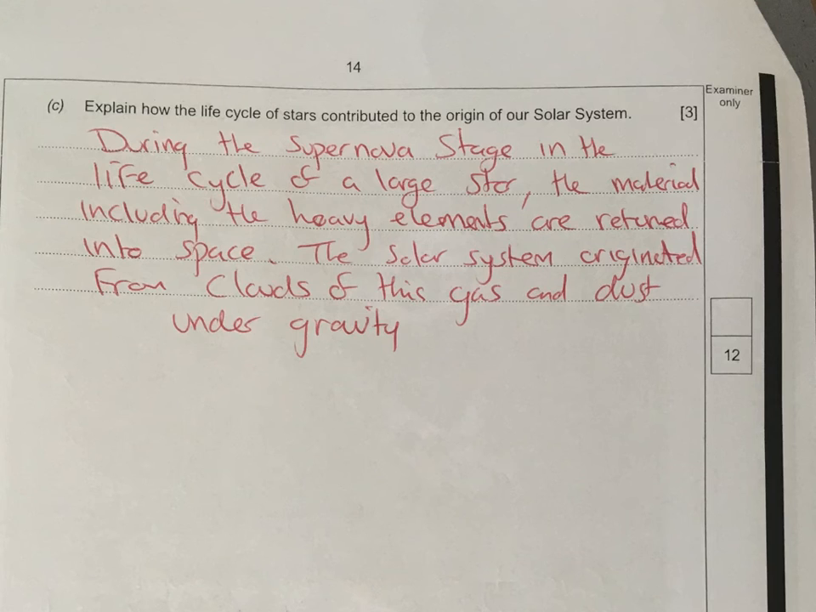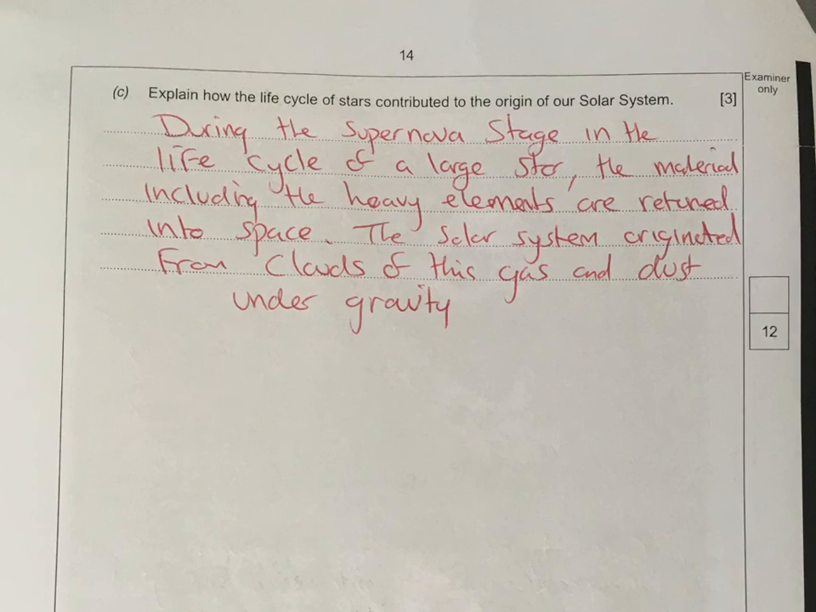Explain how the life cycle of stars contributes to the origin of our solar system. So during the supernova stage in the life cycle of a star, the material, including all the heavy elements, everything heavier than iron that gets made in that supernova, is going to be returned into space. It's one massive explosion, and then the clouds of gas and dust are going to collapse under the force of gravity, and they're going to start forming a new solar system, or new planets, or new stars, and that is pretty much how it all works.